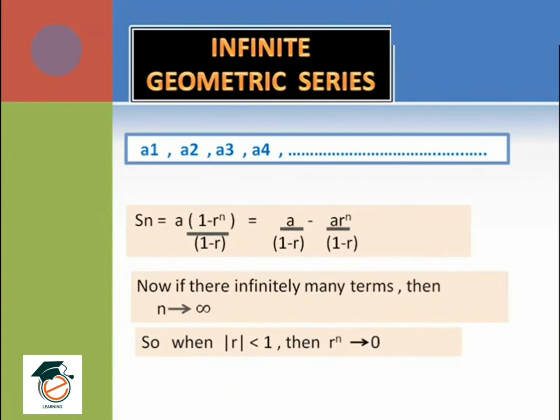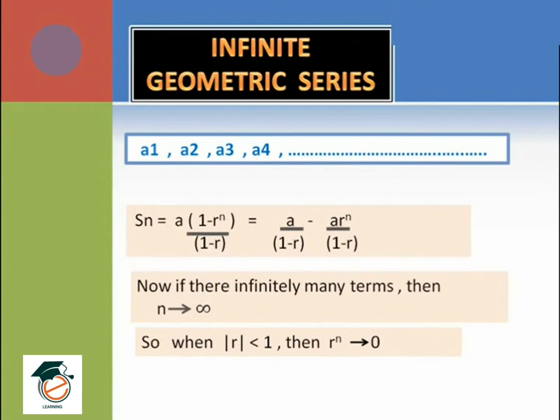Also, if we have modulus of r less than 1, that is r lies between minus 1 and 1, then r to the power of n would tend to 0 because n tends to infinity. So this term would be very small, and it would tend to 0, that is it would be very close in value to 0. And so in this formula this term would tend to 0 because n tends to infinity.